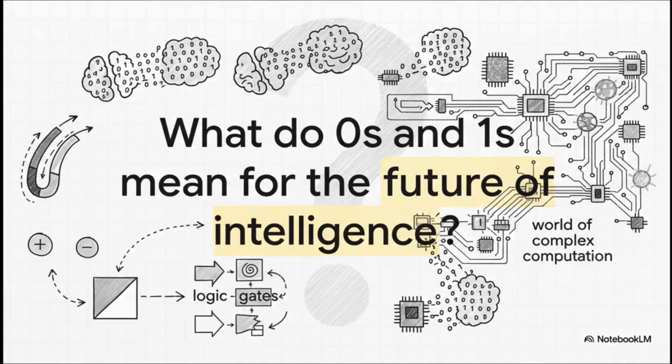So let's just recap. We went from a simple physical thing, like an electrical charge or a magnetic field, to a bit. From bits, we built logic gates. And from those simple gates, we've built this entire world of incredibly complex computation. And that leaves us with a pretty deep question to chew on, doesn't it? If every single complex decision can ultimately be broken down into simple rules applied to just zeros and ones, what does that really mean for the future of intelligence itself?